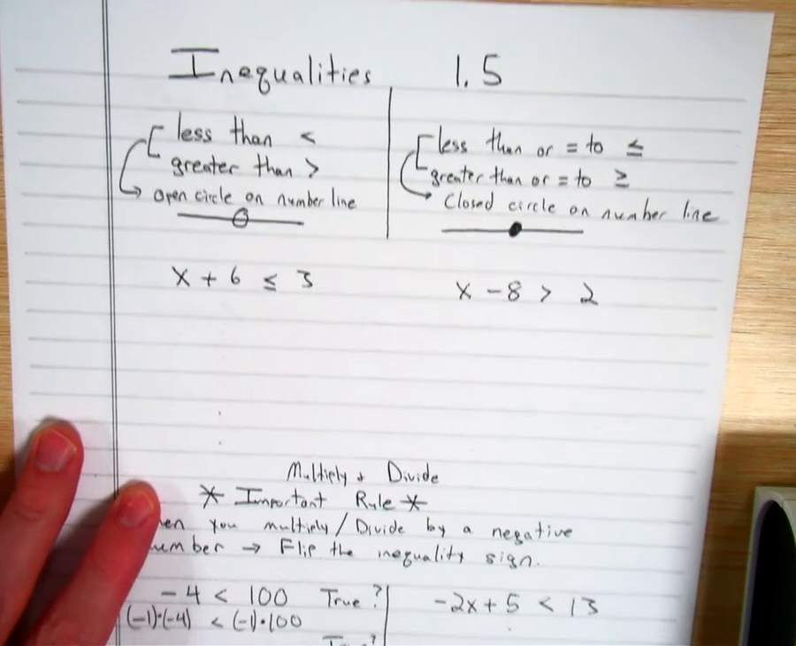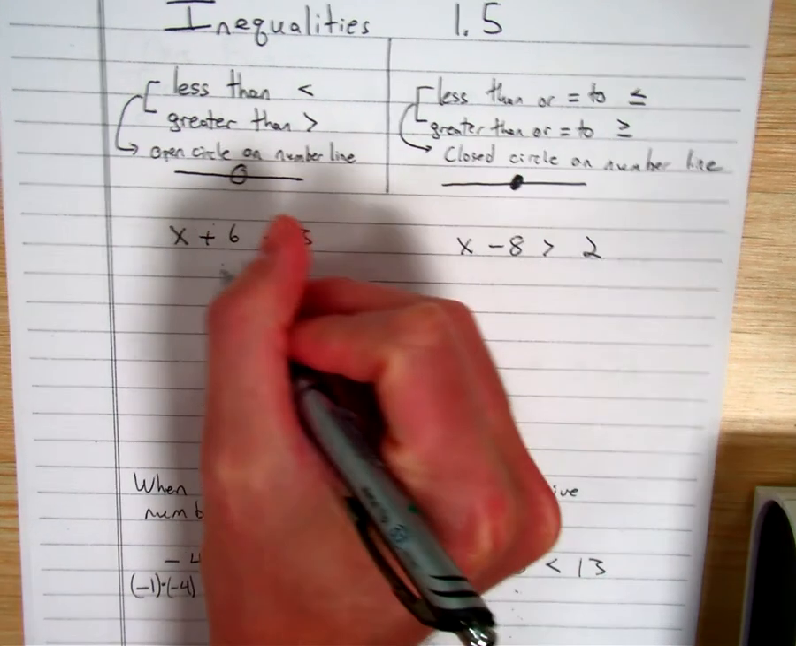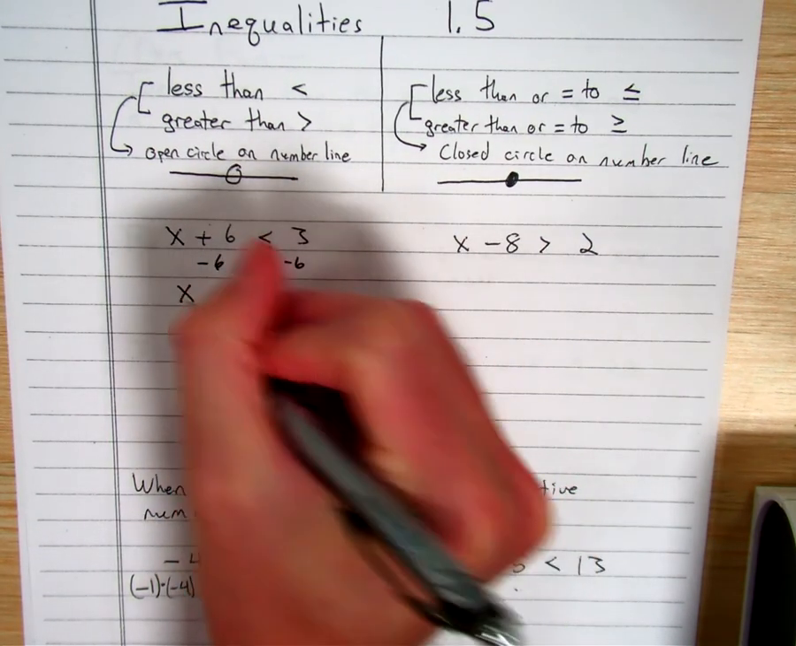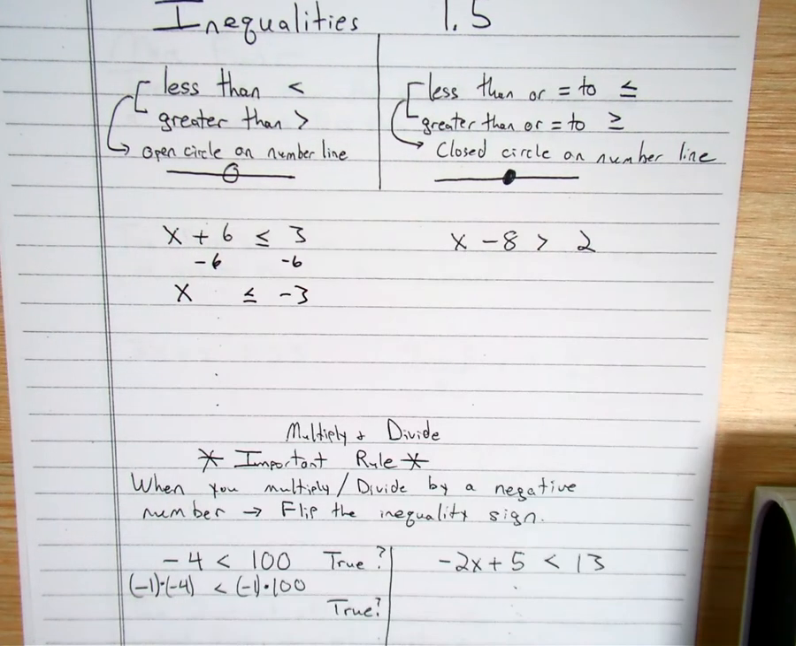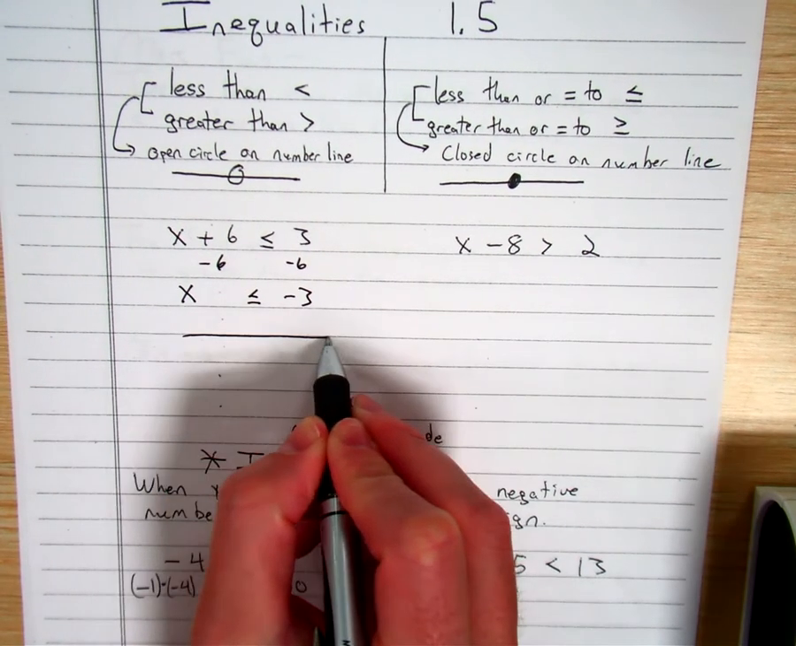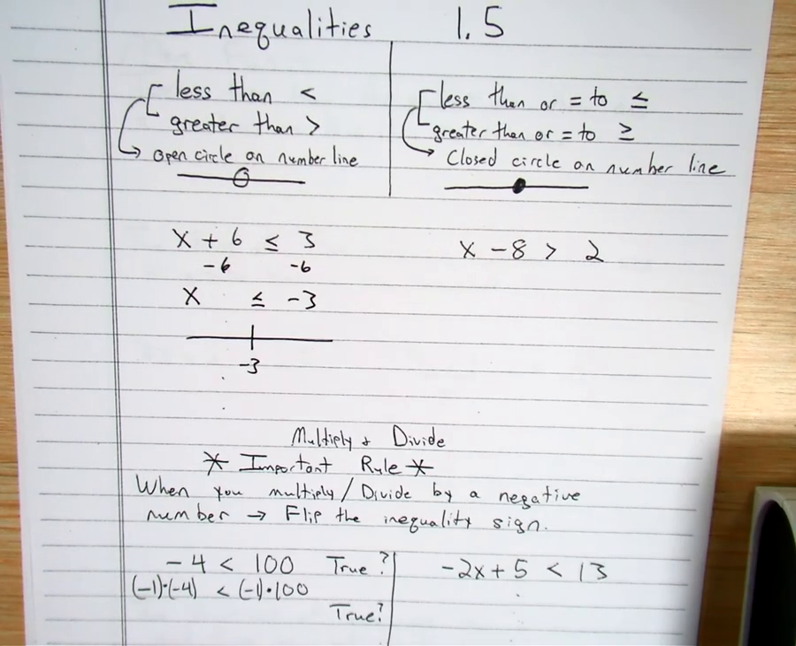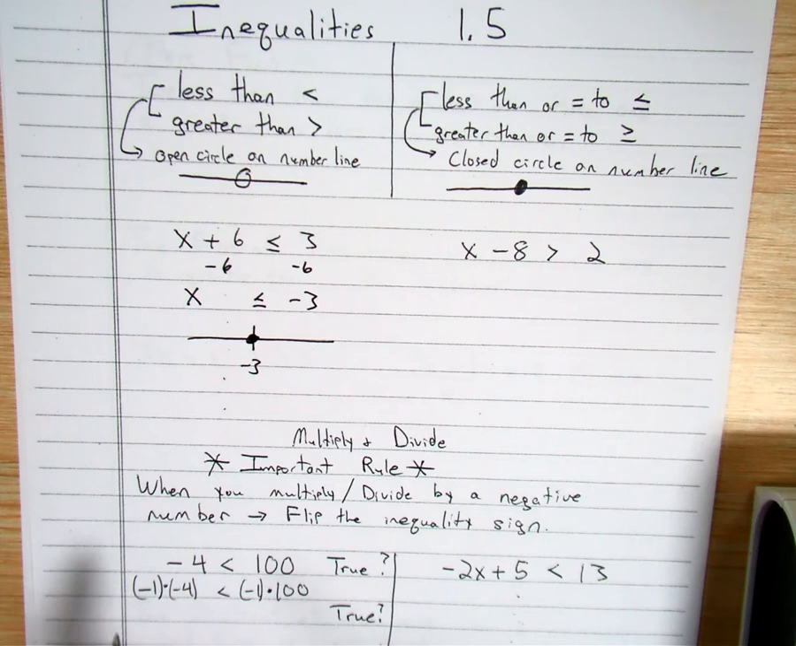Okay, so let's take a look here. We got x plus 6 is less than or equal to 3. We'd want to subtract 6 from both sides. X is less than or equal to negative 3. All right, I'm not all that picky. Okay, we're just going to put negative 3 on the number line. Less than or equal to is a solid dot.